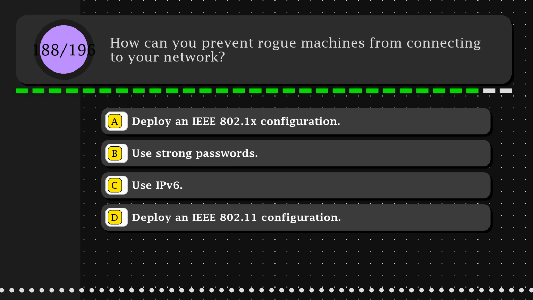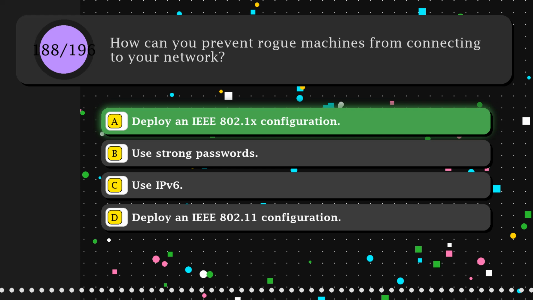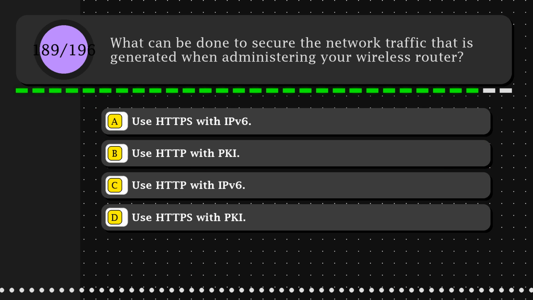Question 188. How can you prevent rogue machines from connecting to your network? Option A, deploy an IEEE 802.1x configuration. Option B, use strong passwords. Option C, use IPv6. Option D, deploy an IEEE 802.11 configuration. The correct answer is option A, deploy an IEEE 802.1x configuration.